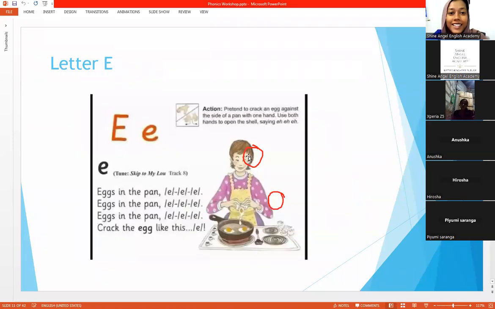Okay, next one is letter E. Here you are breaking an egg. Eggs in the pan. Crack the egg like this. Egg. That's the sound you make.